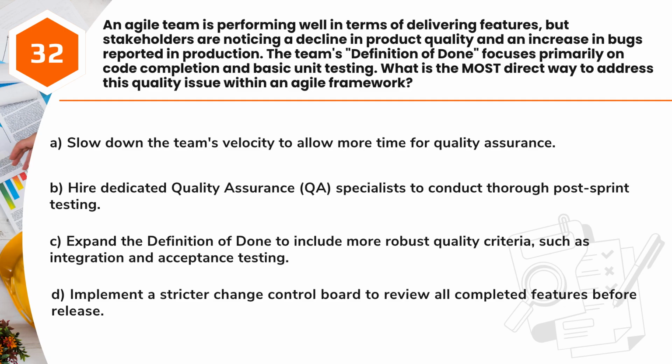A. Slow down the team's velocity to allow more time for quality assurance. B. Hire dedicated quality assurance (QA) specialists to conduct thorough post-sprint testing. C. Expand the definition of done to include more robust quality criteria, such as integration and acceptance testing. D. Implement a stricter change control board to review all completed features before release.